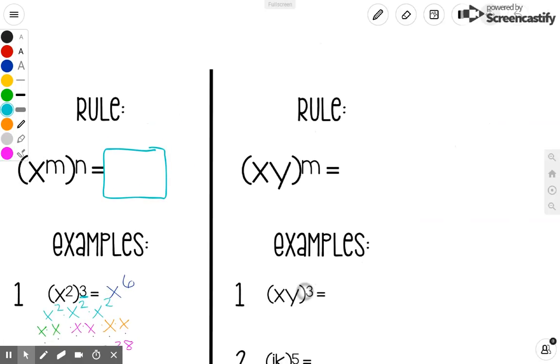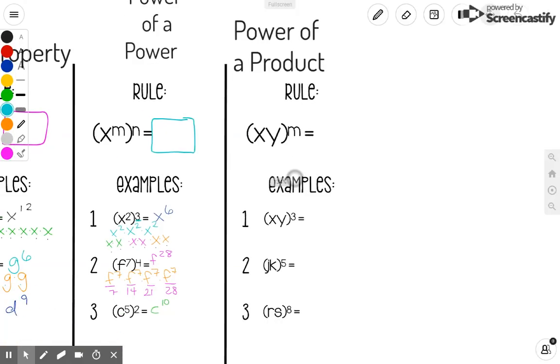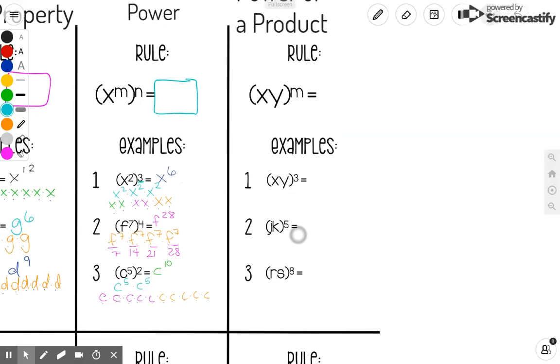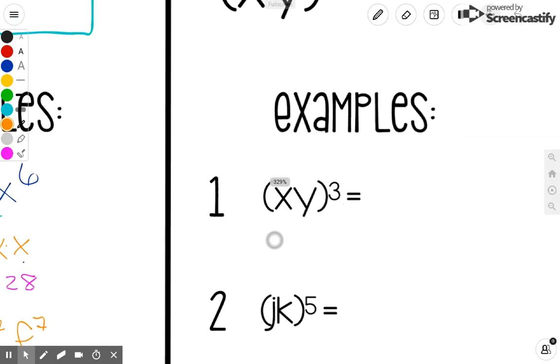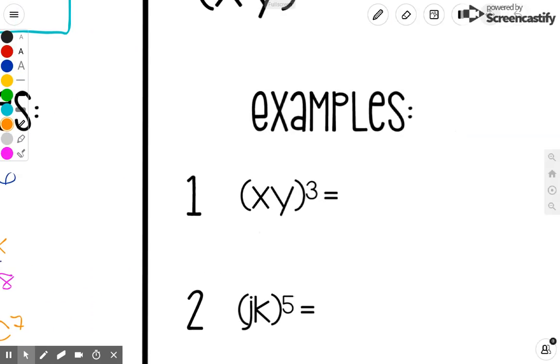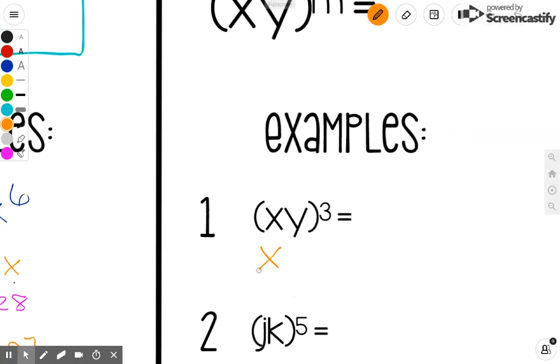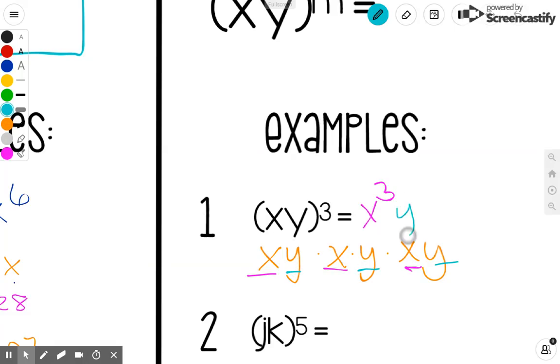The next rule we have is power of a product. Okay, so let's go ahead and see what this does. So the first one is xy to the third power. So that means I have xy, 1 time, 2 times, 3 times. So let's go ahead and count up all my x's. 1, 2, 3. So that's x to the third. And then I've got to count up my y's. I've got 1, 2, 3. So that's y to the third.